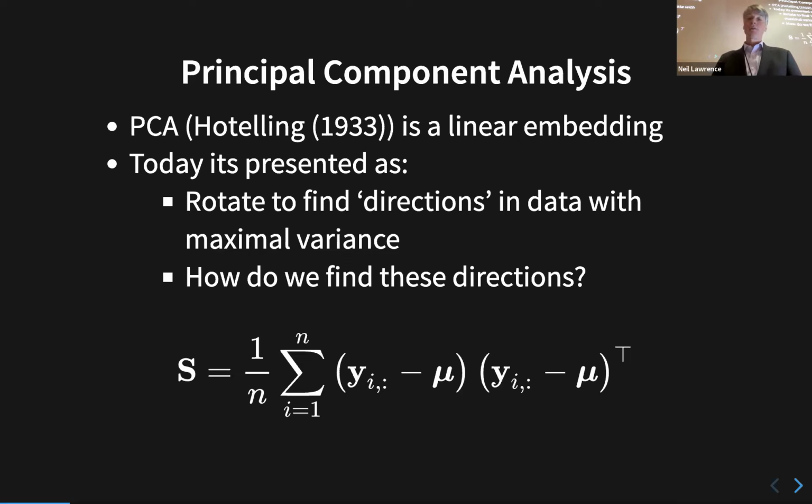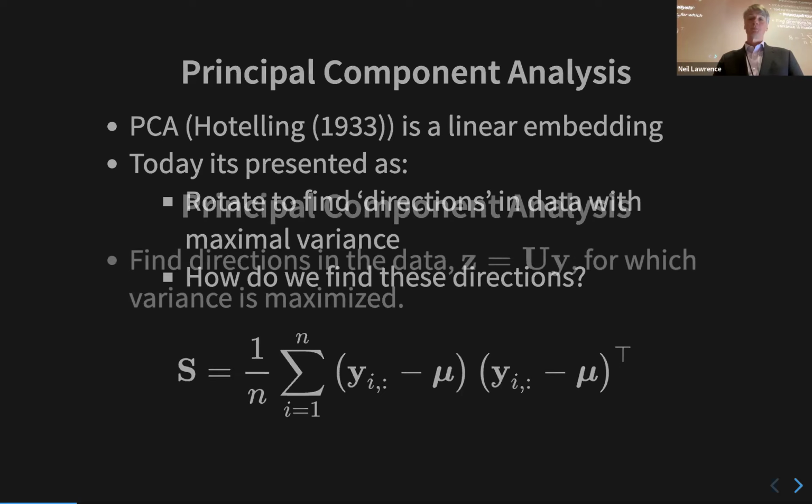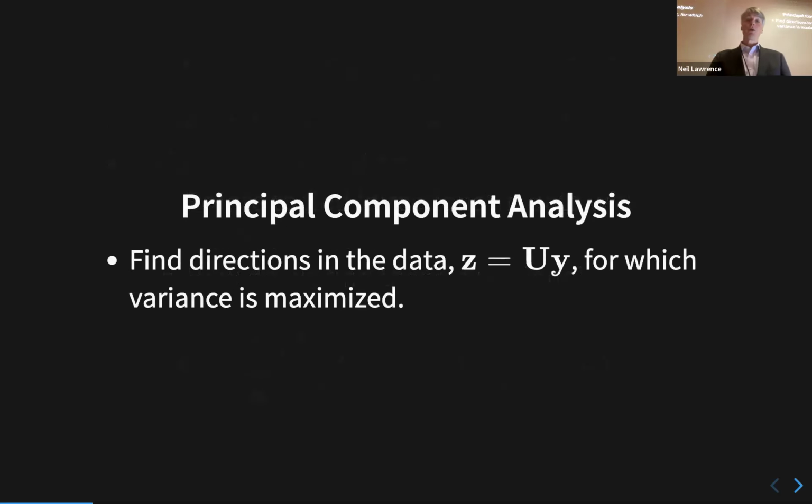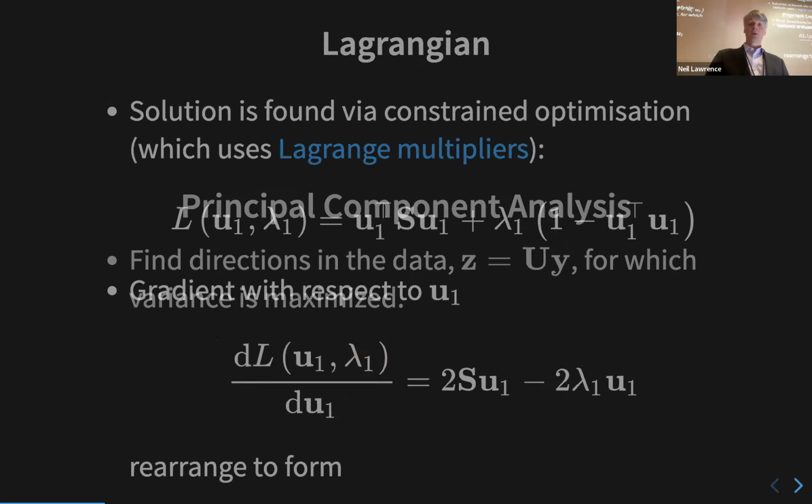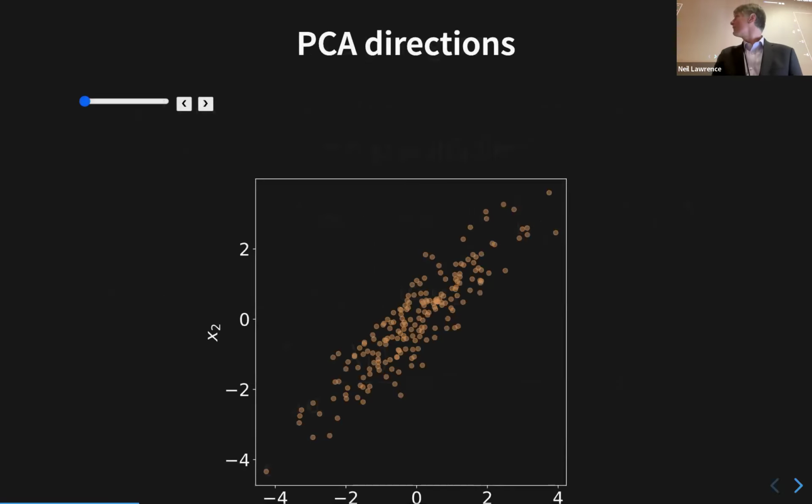So how do we find these directions? Well, we look for a matrix U, an orthonormal matrix, which when projected onto Y, the data points, finds a direction in which these things are maximized. I think I'll go forward to my diagram first. So what does that look like here? Hopefully my diagram's working.